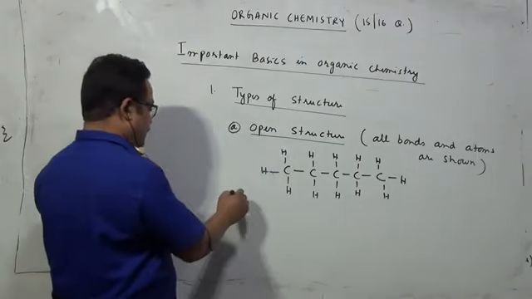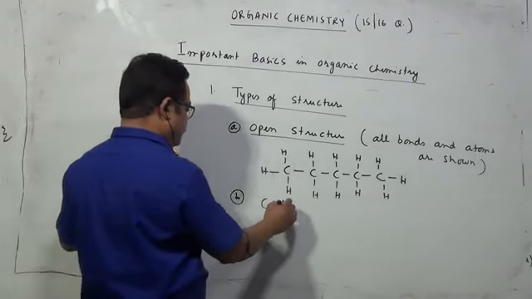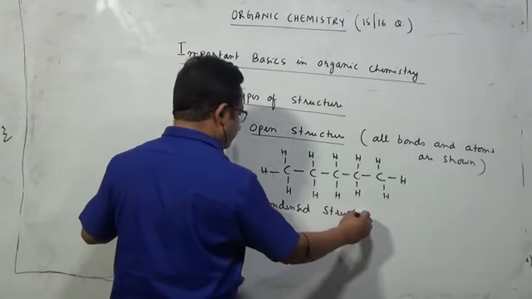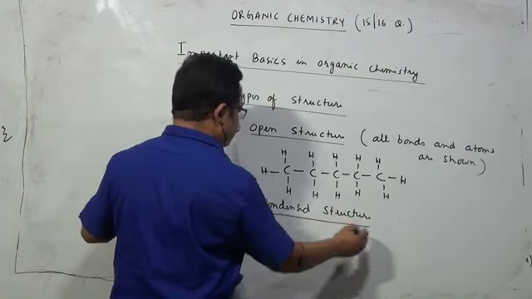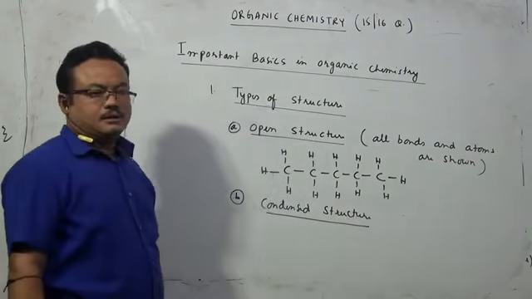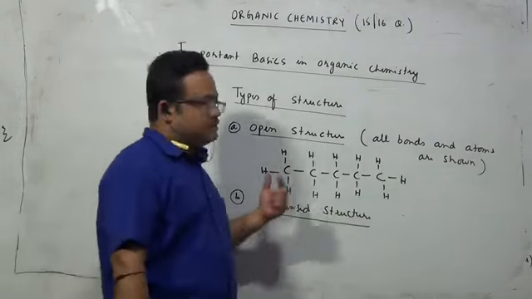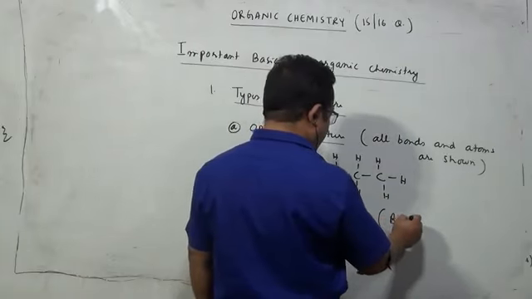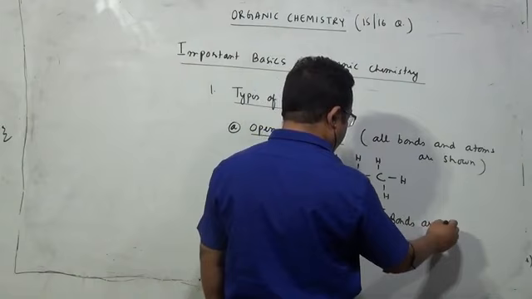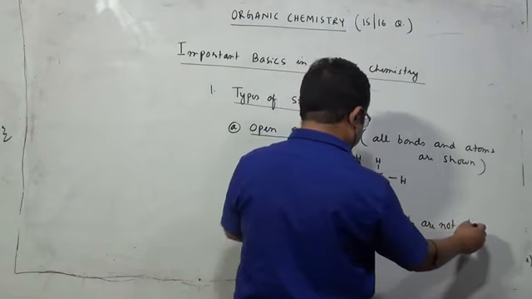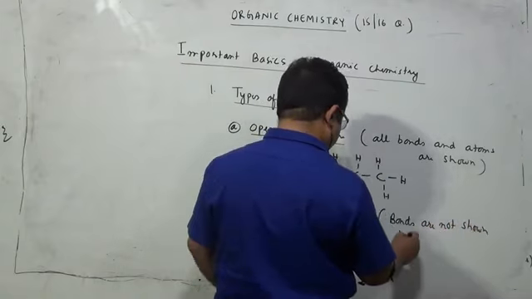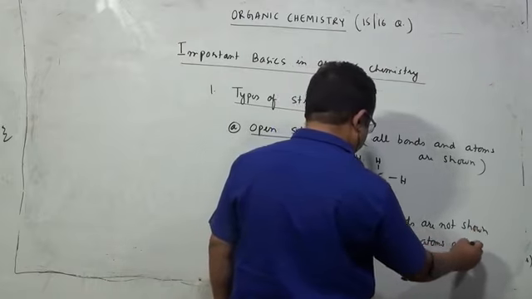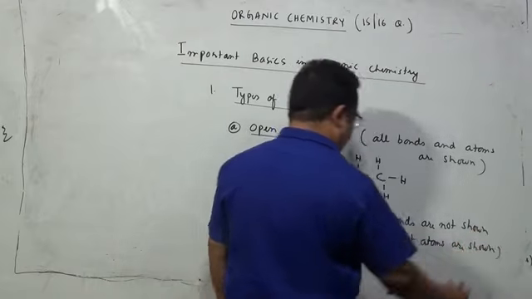Then we have condensed structure. In a condensed structure, bonds are not shown, but atoms are shown.